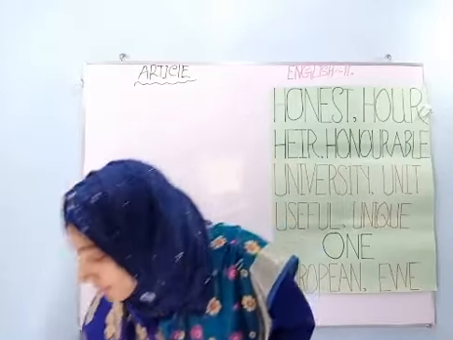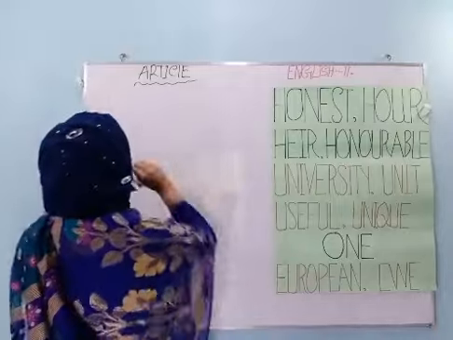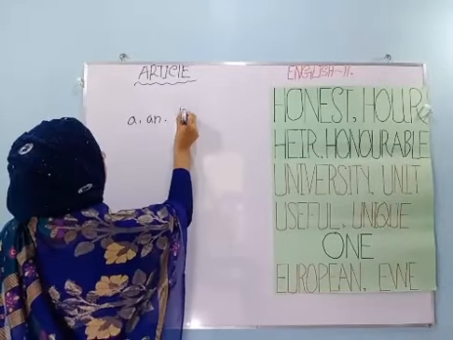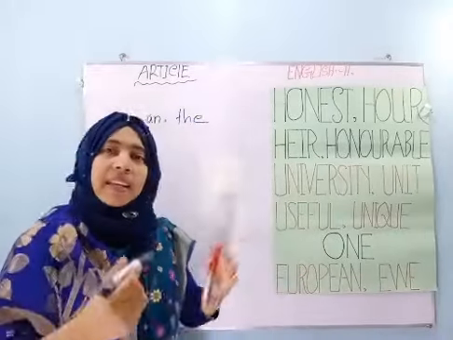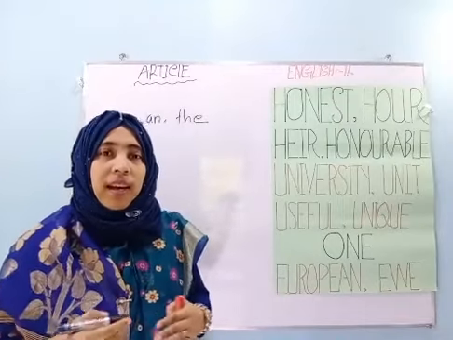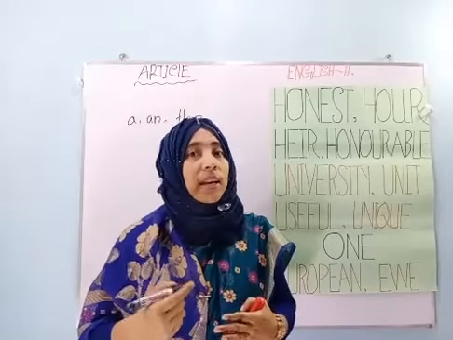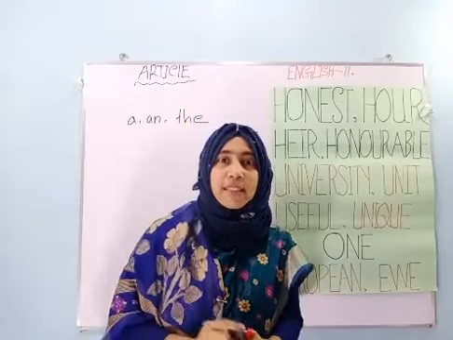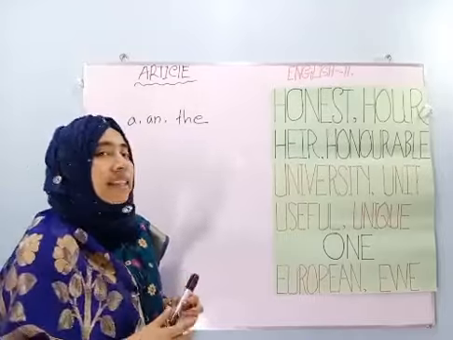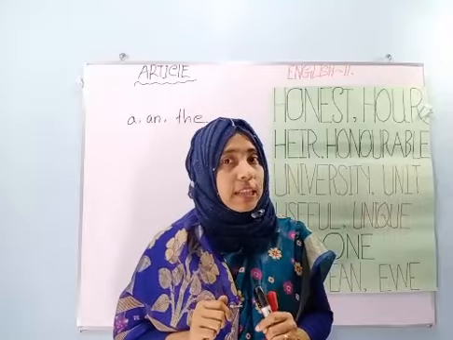Okay, my dear every learners, now what is actually article? You know, A, AN, and THE. That means A, AN, and THE are called article. And where these articles are used? Actually, the article is used before noun to show whether the noun is specific or not. Do you understand? Yes, of course. And you also know there are two types of article. One is called indefinite article and another is called definite article.